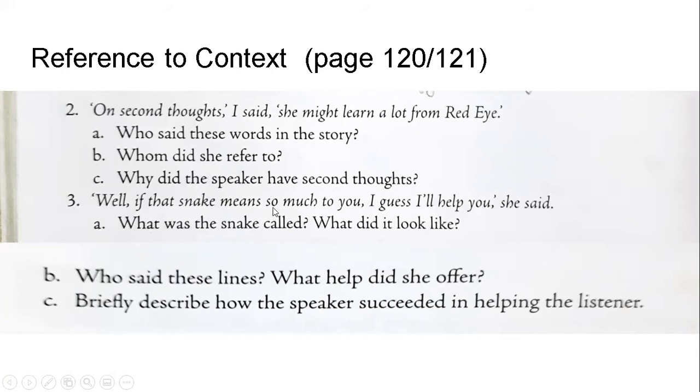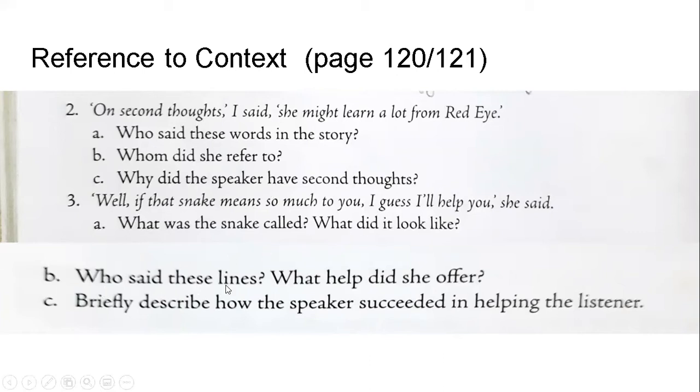And this is the context given to you now. "Well, if that snake means so much to you, I guess I'll help you," she said. First question. What was the snake called? That's easy, isn't it? What did it look like? Oh yeah, there's a big description given about the snake, at least three or four sentences. So you can find that and write it down.